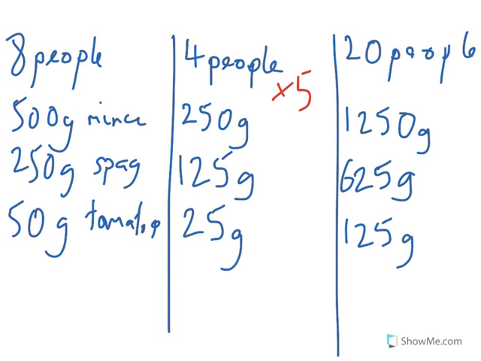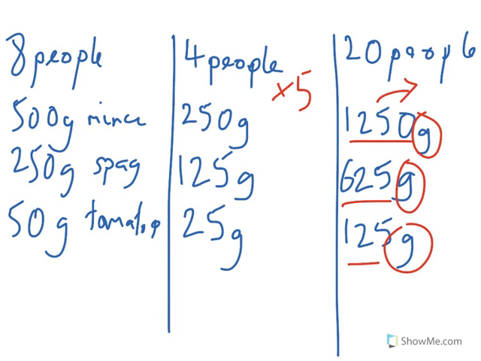Now just be very aware, when you look at the answer spaces, just check that they are looking for the answers in grams and not kilograms, because if they ask for them in kilograms, you would have to change each of these amounts into kilograms. So for example, this top one, 1,250 grams would be 1.25 kilograms. So just be aware to watch the units. Okay, there we are.